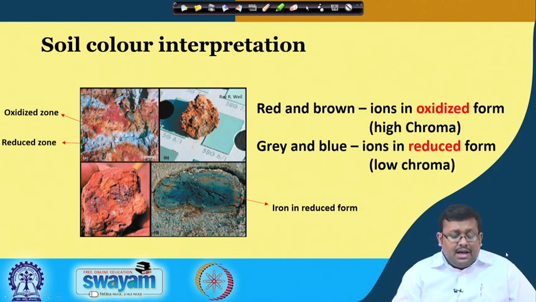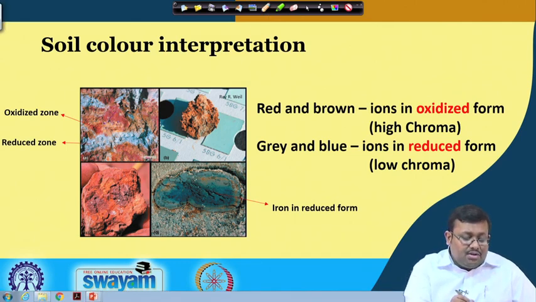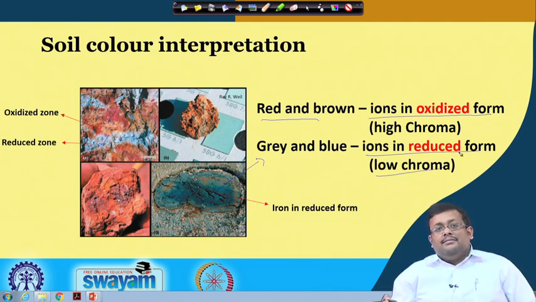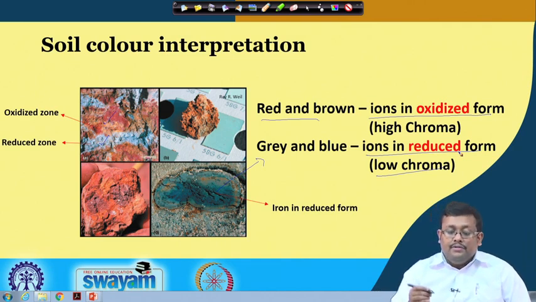Here you can see different types of oxidation reduction stages. Obviously, these are oxidized zones and these are reduced zones, as you can see from the color difference. Red and brown show iron in oxidized form or high chroma, and grey and blue zones like these show iron in reduced form or low chroma. So, based on this oxidation reduction of iron, the color varies, and their value and chroma also vary.